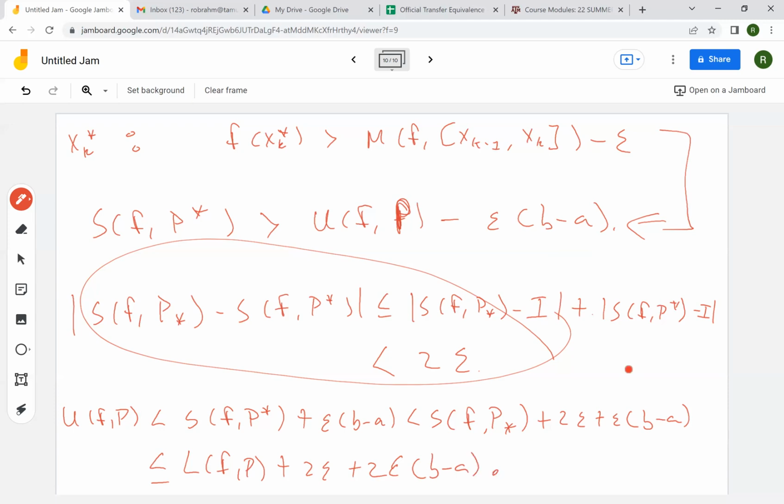So in other words, U of f, P is less than L of f, P plus 2 epsilon times b minus a. Now, b minus a is fixed, so I can make this side as small as I want by picking different partitions. So I've proven the Cauchy criterion, that U of f, P is less than L of f, P plus epsilon. And so that shows that if the function is Riemann integrable, then it's Darboux integrable. And we saw in the last video that if it's Darboux integrable, then it's Riemann integrable, and the two integrals are the same. So this proves the whole theorem that I have claimed.